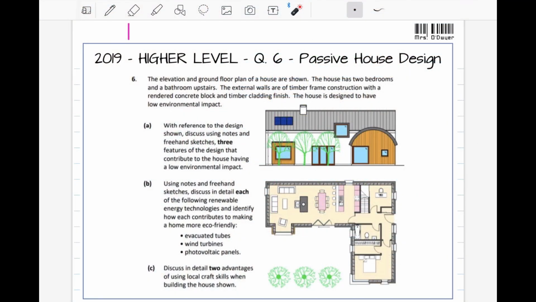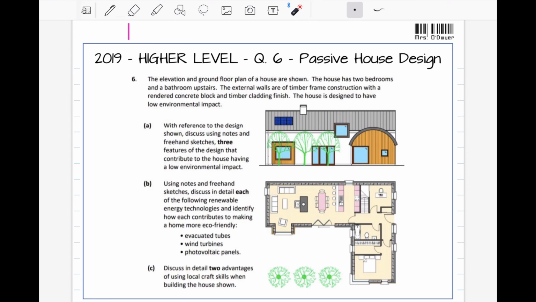Good morning, everybody. The last day you had a class, I gave ye the 2019 higher level question 6 passive house design question to do, and I just want to go through the solution to that and anything else that may have arisen.